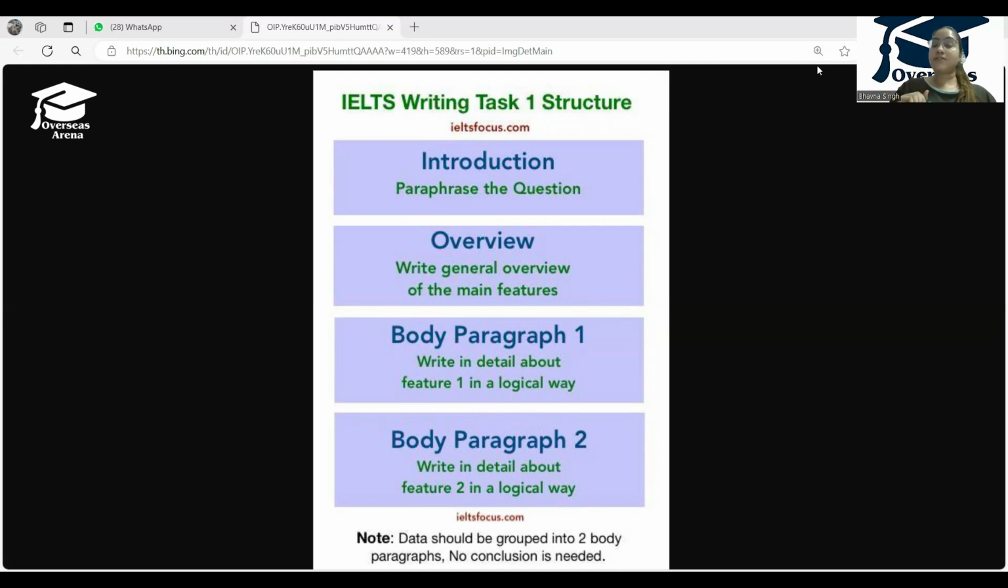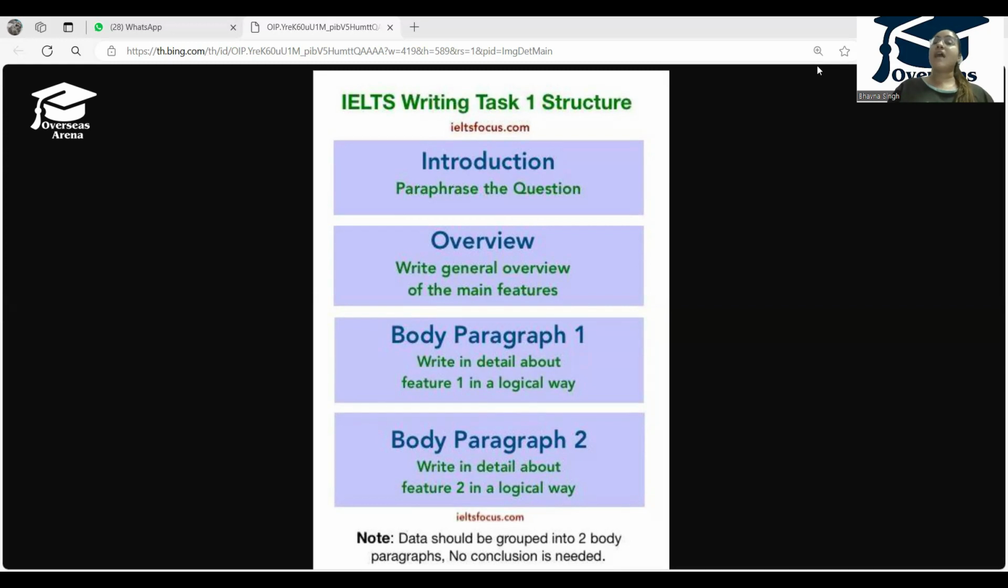Make sure, students, that you are using connectors such as additionally, furthermore, nevertheless, firstly, secondly, lastly, consequently, subsequently, and many connectors. Just 3-4 connectors you need to use in BP1 and BP2, and then club your sentences. All right. So I hope this structure is clear to you.